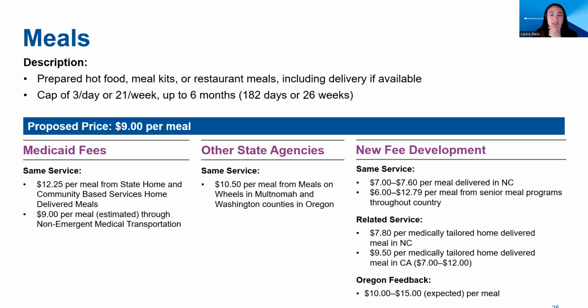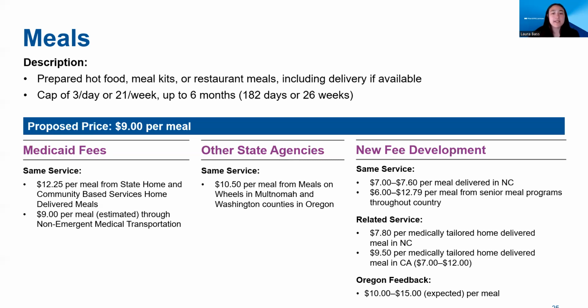Meals. So the meal service can be hot food, meal kits, or restaurant meals, and can include delivery if available. For this service, we're proposing $9 per meal. Here we've considered in Oregon Medicaid, they're already paying for meals through home and community-based services and non-emergent medical transportation. These services are not exactly the same as this meal service, as they're provided to different people like the elderly, or in different circumstances, like when people are traveling. But the range of $9 to $12.25 per meal provides some guidance on what might be appropriate.